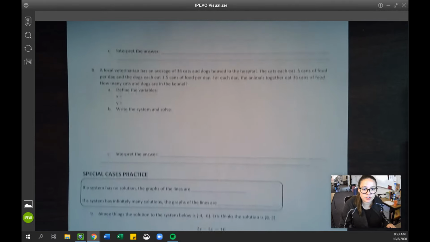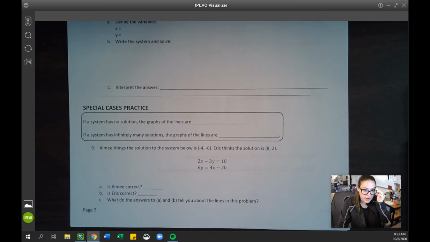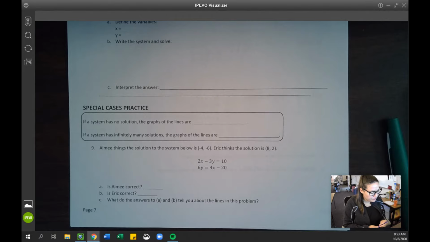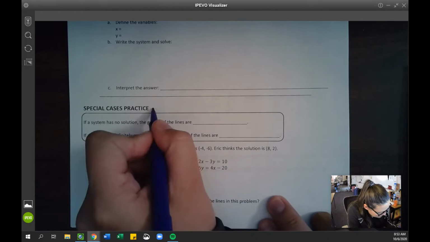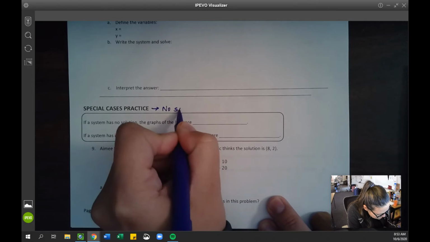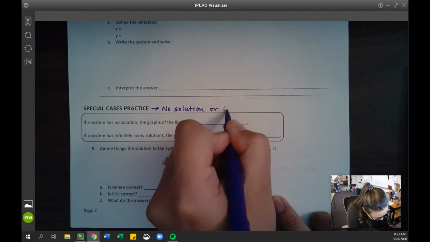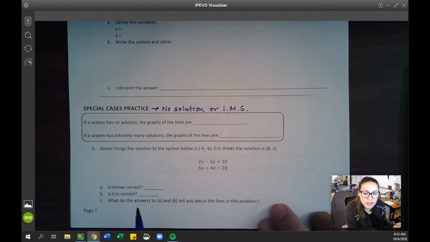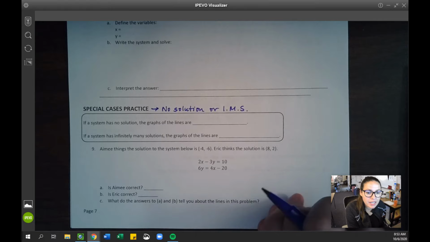Now, I want you to look at this part where it says special cases practice. So special cases means that we either have no solution or infinitely many solutions. And the rest of this page and the last page of this packet are kind of walking you through some different scenarios when one of those cases occurs.